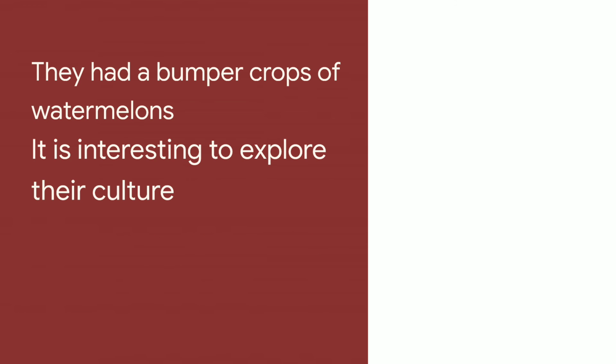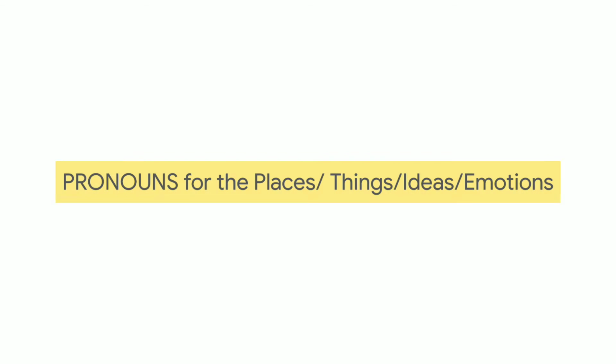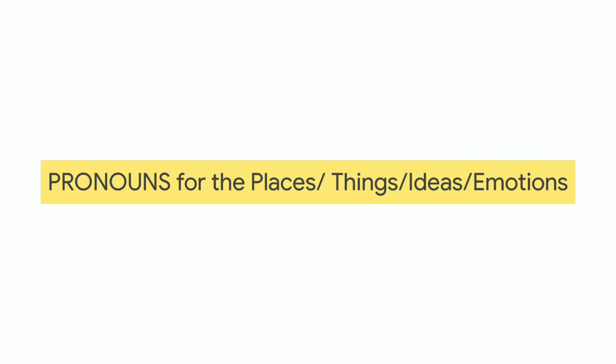Then we use "them." Next, we see which pronoun we use for the third person when the third person is neither a male nor a female, nor a group of males or females, but a non-living thing: any idea, emotion, feeling, or place. These things are nouns. Then which pronoun do we use for that? If I tell you about a place, which is a noun, and then tell you more about that place, which pronoun do I use?